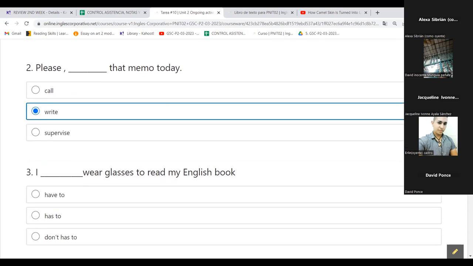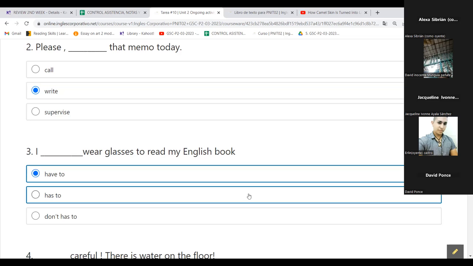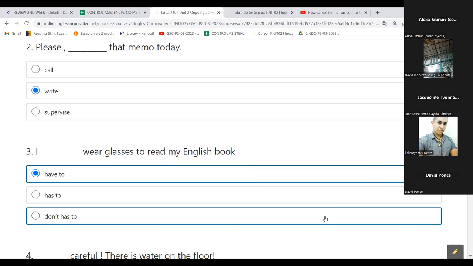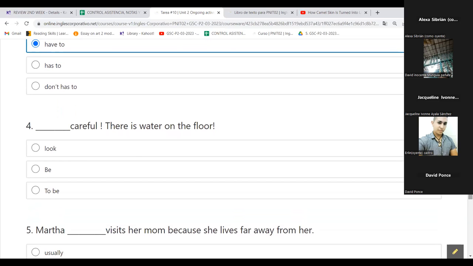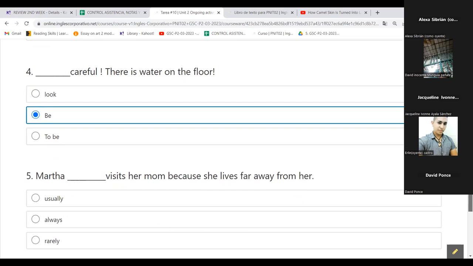Exactly. Now, number three, if you read it, it says, I wear glasses to read my English book. Por descarte, ¿cuál sería? Have to. Yes, that is correct. I have to, porque las otras son para tercera persona y esta ni siquiera existe, right? So, I have to. Number four, careful. There is water on the floor. Be careful. ¿Cómo le llamamos a estos? Imperatives. Para dar warnings.